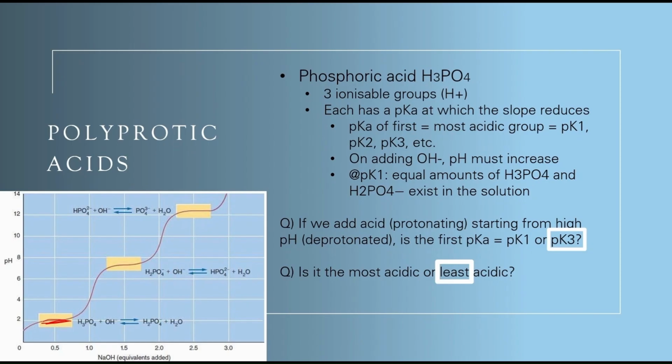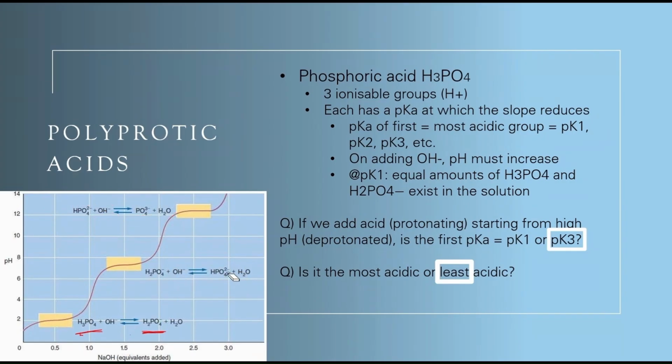Okay, so in your pK1, the H3PO4, H2PO4 minus combination occurs, and in pK2 you have H2PO4 minus and HPO4 2 minus, and similarly for the third case. So the first one to leave is the most acidic, and the first one to come back is the least acidic and most basic, and so on.